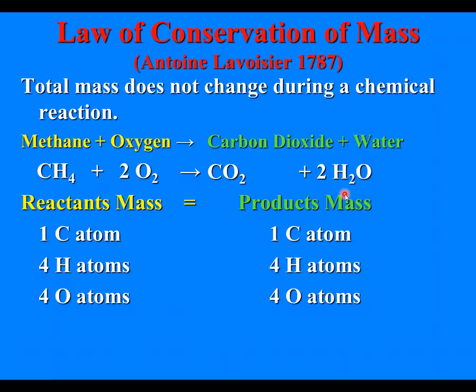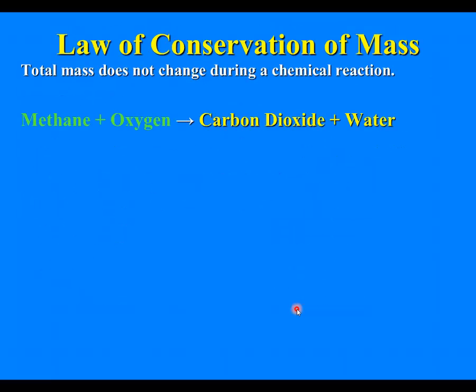I can add up an element inventory to keep track of the number of atoms of each element in my reactants and in my products. I see I have 1 carbon on both sides, 4 hydrogens on both sides, and 4 oxygens on each side if I count them up. I conserve mass, I conserve the number of atoms. Okay. Now, let's consider conserving mass again.